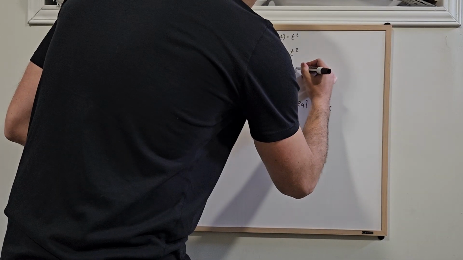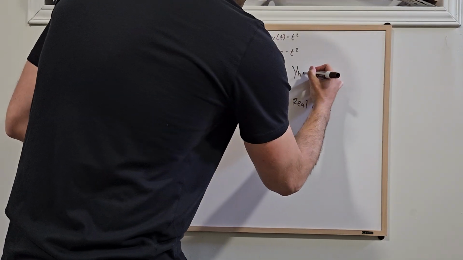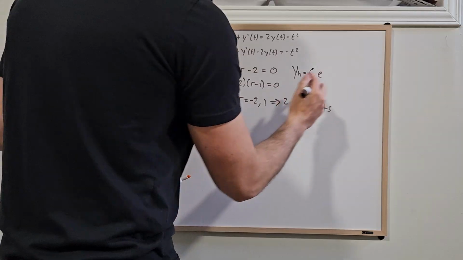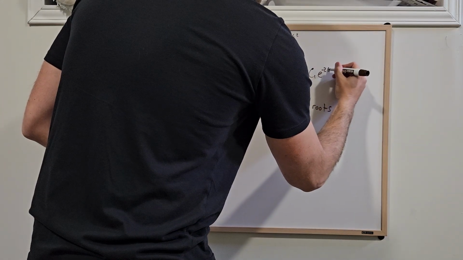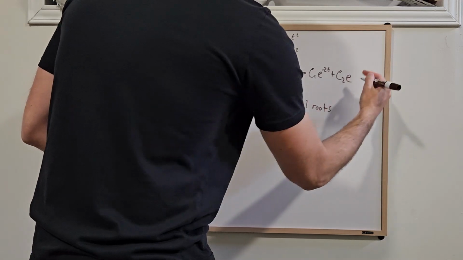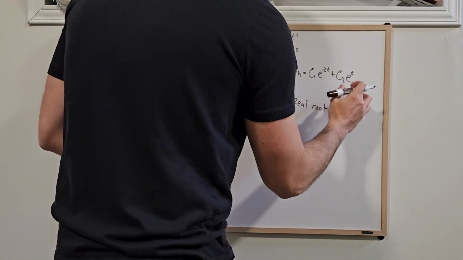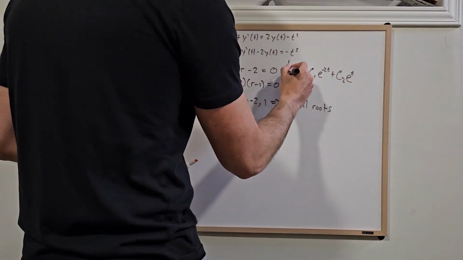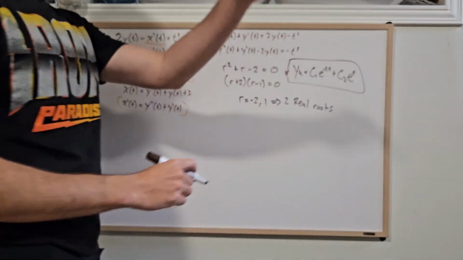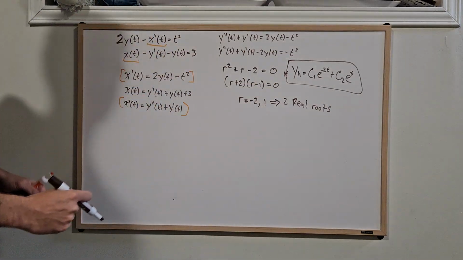Okay? So our y_h is going to be our first constant of integration, c1, e to the exponent of -2 multiplied by t, plus c2 e to the 1 exponent multiplied by t, which is just going to be e to the t. Okay? So this is the first part of our solution here. There we go, we're getting somewhere.